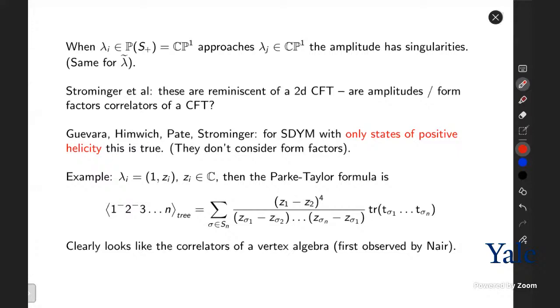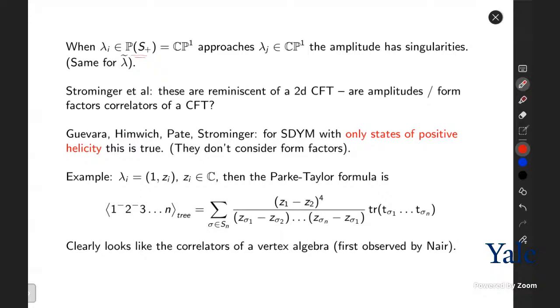Our amplitudes always have some homogeneity under scaling lambda and lambda tilde. So we can assume that lambda is in the projectivization of S plus, so it's in CP1. And then when lambda i approaches lambda j, there will typically be some singularity in the amplitude. And these singularities are really reminiscent of the singularities of a 2D CFT. So Strominger asked the question, are these amplitudes the correlators of a CFT? And they give an affirmative answer for self-dual Yang-Mills when we consider only states of positive helicity. In this talk, I want to consider states of both helicity.